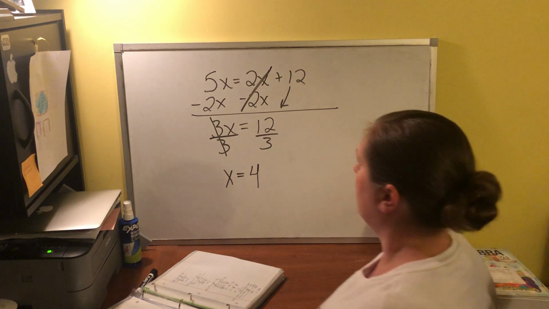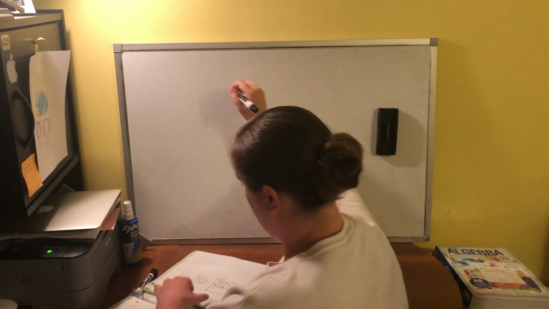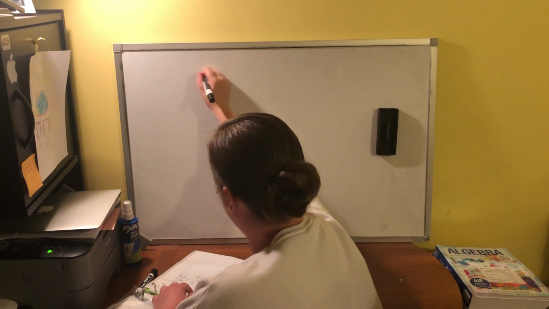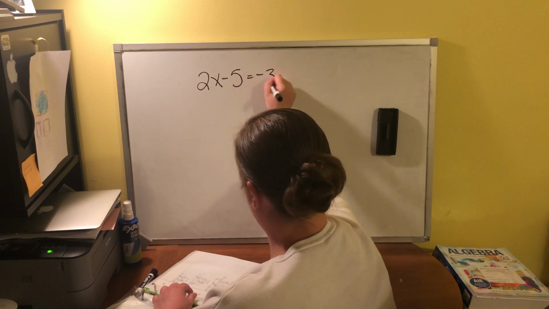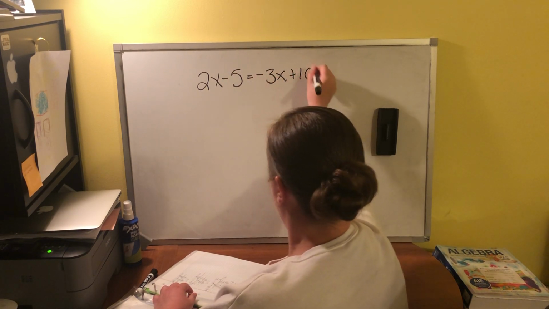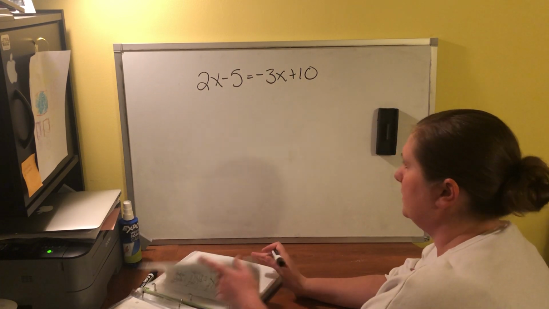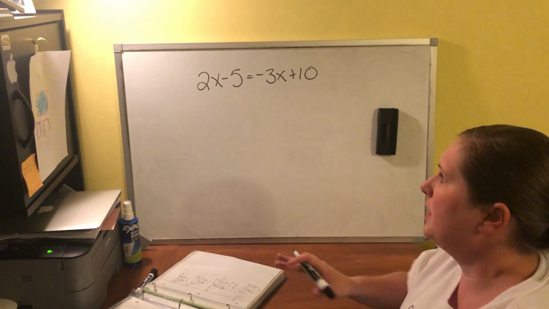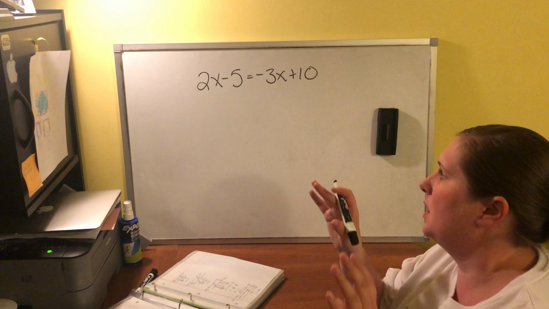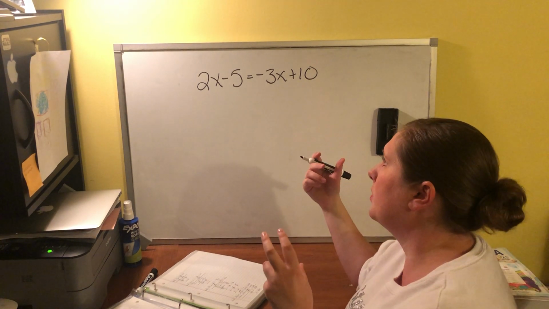Okay? All right, let's do another. Let's do 2x minus 5 equals negative 3x plus 10, okay? All right, so this time I have more work to do. I need all the x's on one side of the equal sign, and I need all the constants, all the numbers that don't have a variable, moved to the other side, okay?